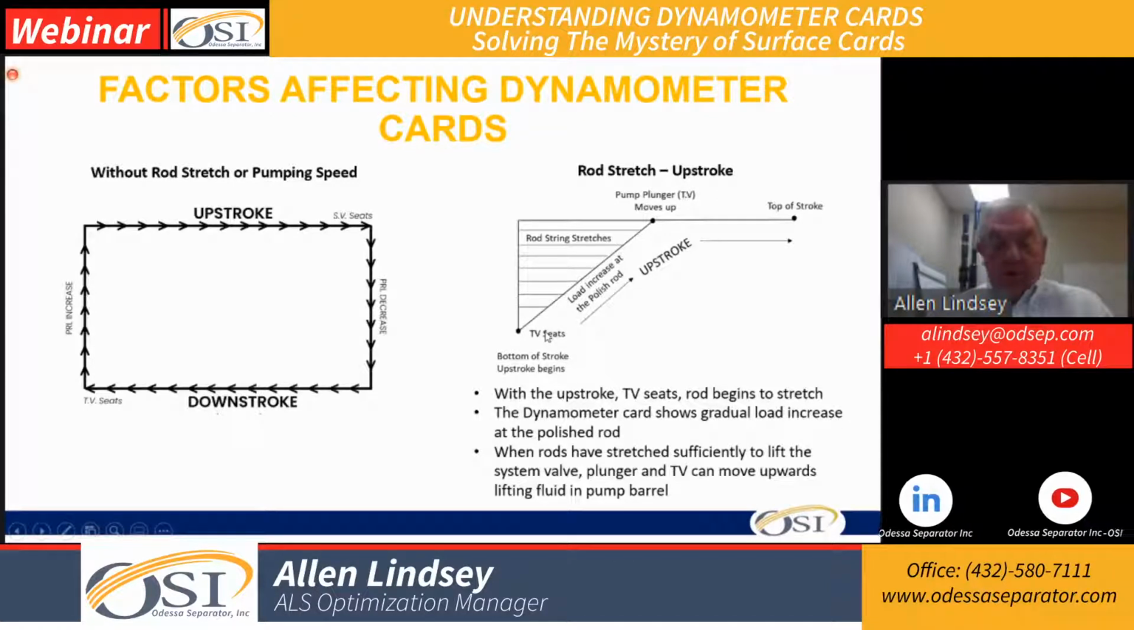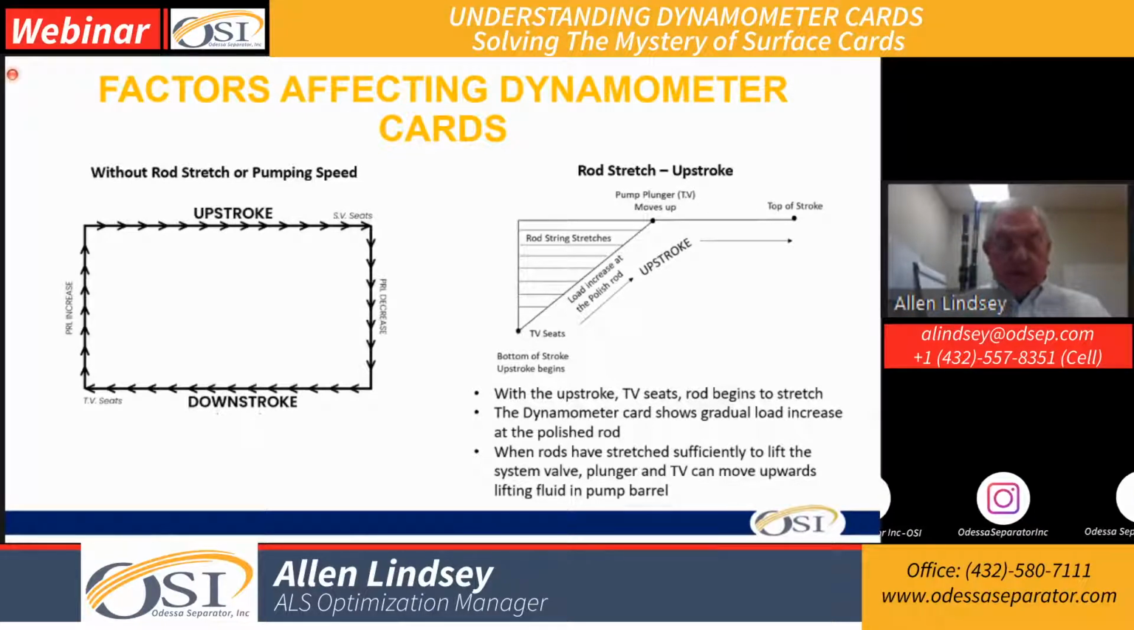At the bottom of the stroke, the pump plunger stops for an instant to transition to the upstroke. The traveling valve ball falls onto its seat. The upstroke starts and the traveling valve ball seats. The rods begin to stretch as the system load is assumed by the rod string. The dynamometer card shows a gradual load increase at the polish rod.